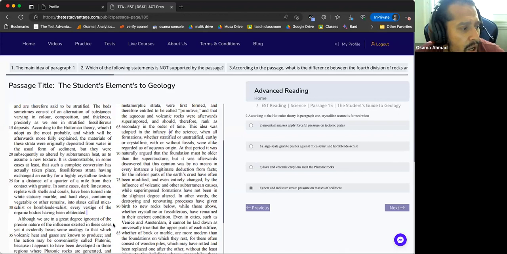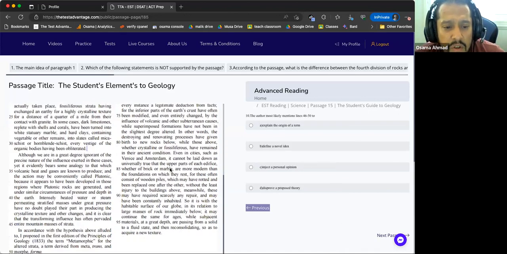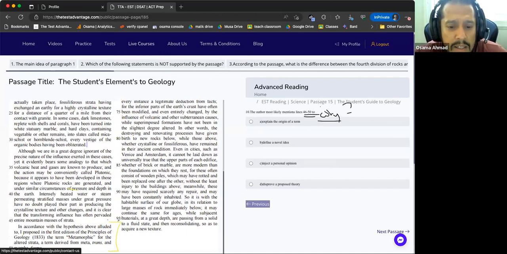And finally, question number 10. The author most likely mentions 46 till 52. Okay, lay. Why was this mentioned? This is a purpose question. It's a purpose, right? لازم أفكر lay, right? Why is this information mentioned here, right?